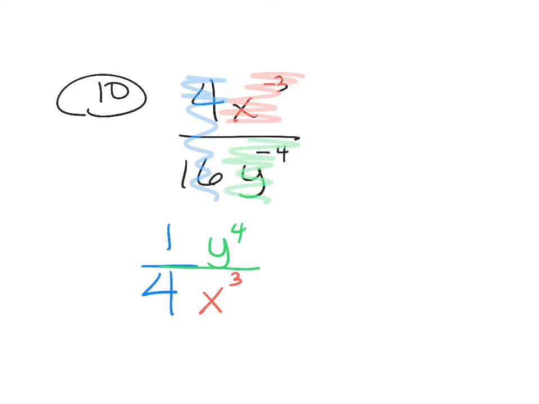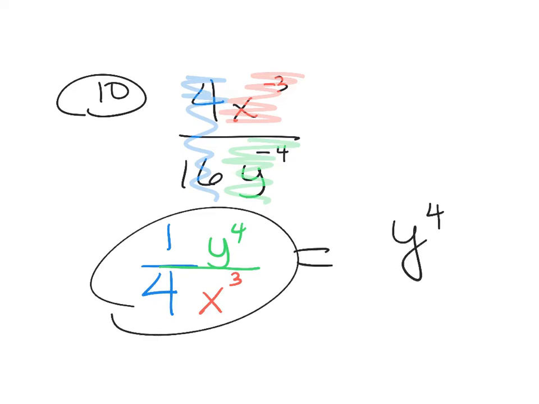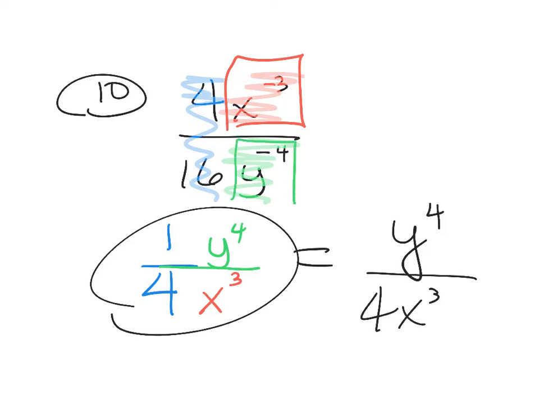So my final answer here, you could leave it like that or just don't write the 1, and it's 4x to the 3rd. Remember, on this x, the negative 3 exponent is only on the x. It's not on the 4. And for the y, it's only on the y, not on the 16.